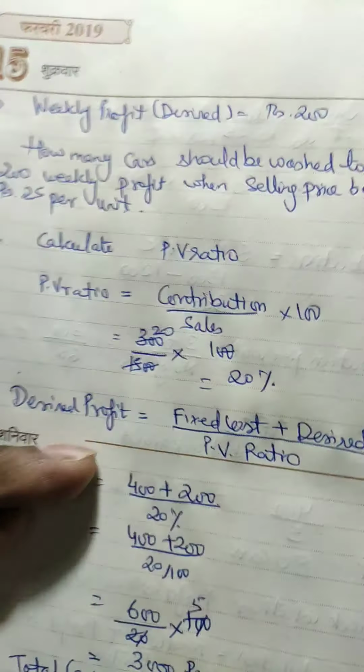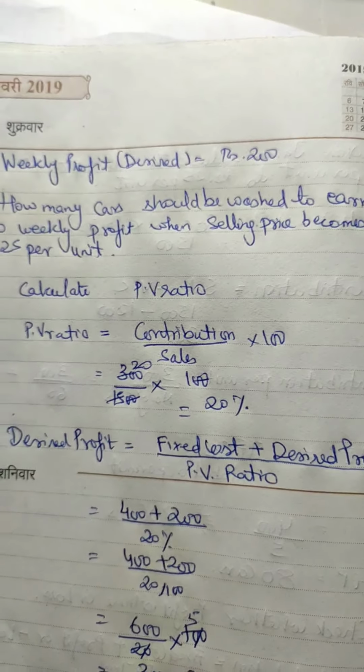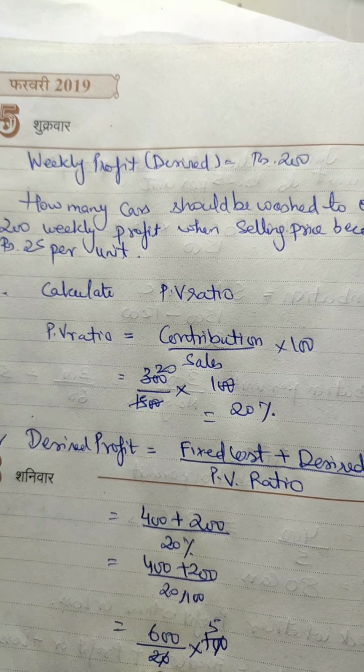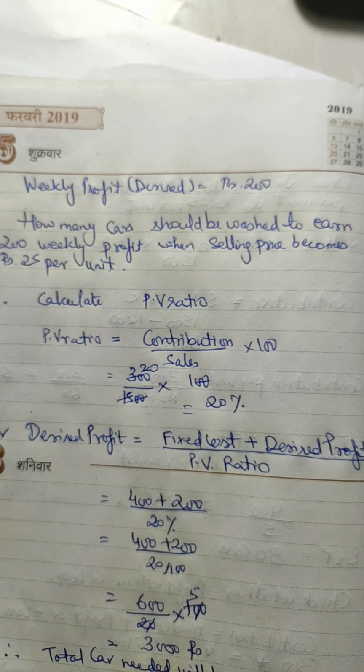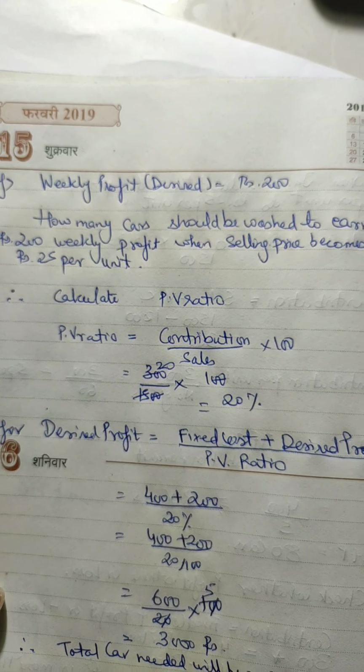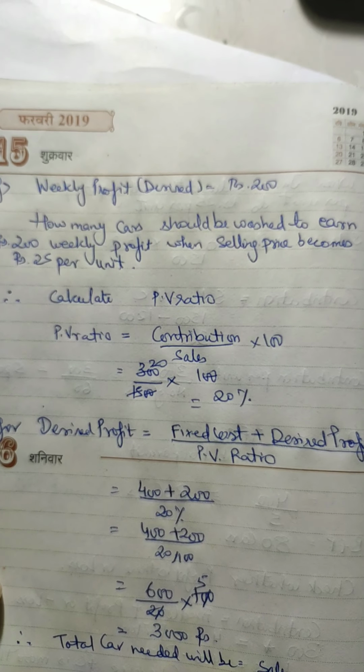Now we have to calculate the weekly profit which James Water is desiring, which is rupees 200. So we have to first of all find out how many cars should be washed to earn rupees 200 weekly profit when selling price becomes rupees 25 per unit.